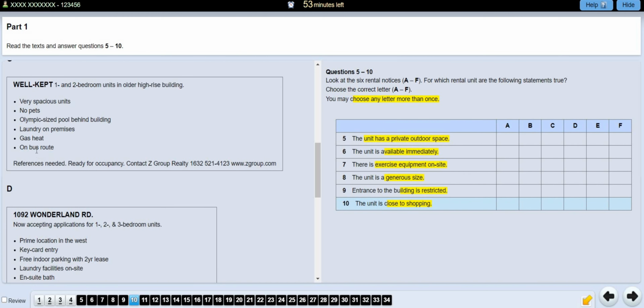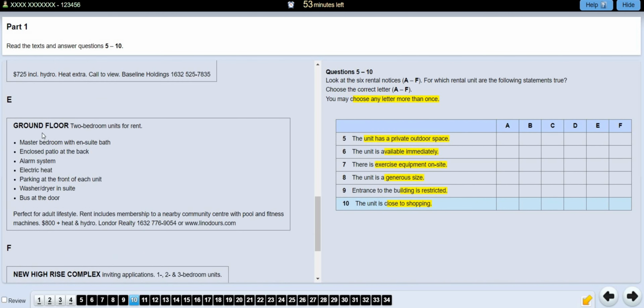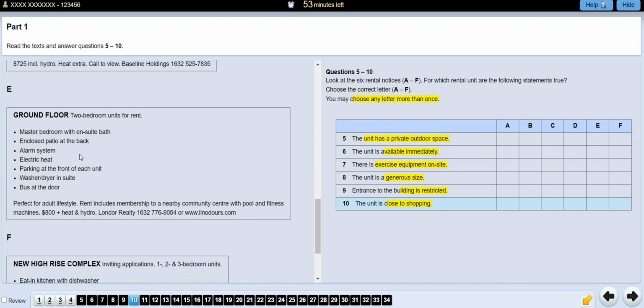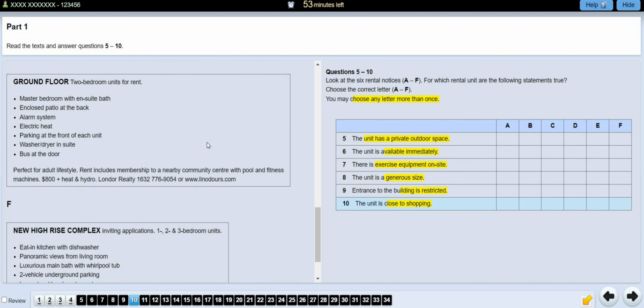Very spacious unit. Laundry, gas. Outdoor space. Prime location west. Unit has private outdoor space. Indoor, ground floor. Master bed with in-suite bath. Enclosed space. Alarm, parking, bus at the door. Perfect for a lifestyle. Rent includes private outdoor space nearby to the community and fitness.